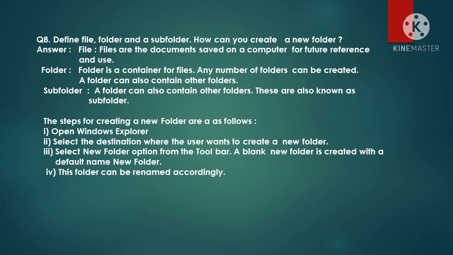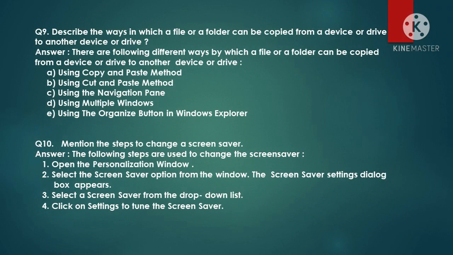The steps for creating a new folder are as follows. Step 1. Open Windows Explorer. Step 2. Select the destination where the user wants to create a new folder. Step 3. Select the New Folder option from the toolbar. A blank new folder is created with a default name, New Folder. Step 4. This folder can be renamed accordingly. The next slide contains the next part of questions and answers.